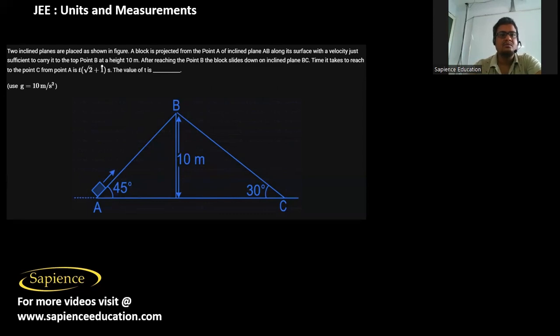Just sufficient to carry it to the top point B at a height. Okay. So it means when it reaches the point B, its velocity will be 0 and then it slides down again on the inclined plane BC. Time it takes to reach the point C from A is T into root 2 plus T seconds. The value of T we have to find out, and g we have to take as 10 meter per second square.